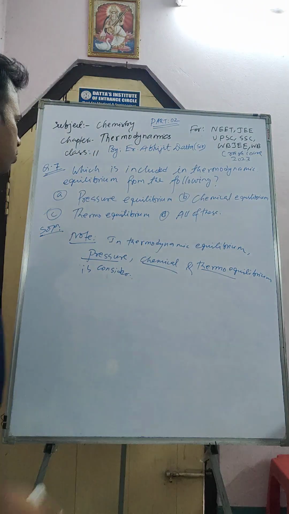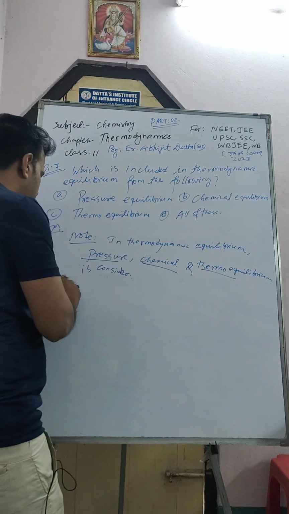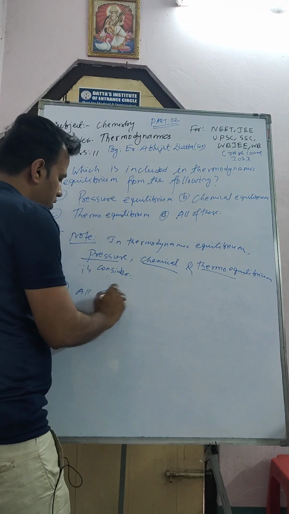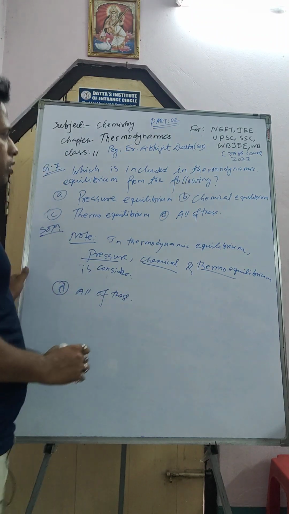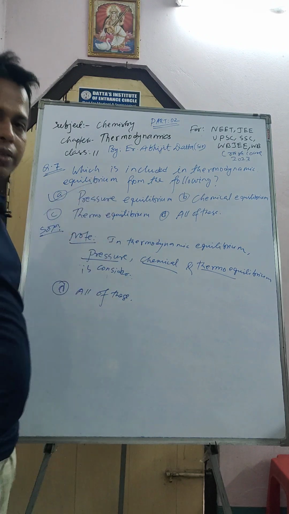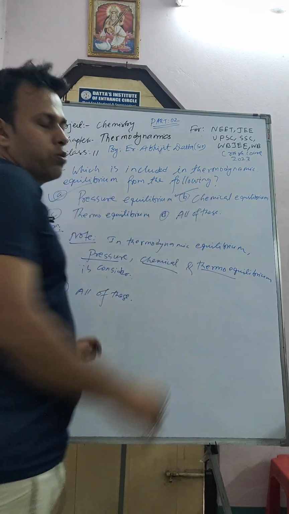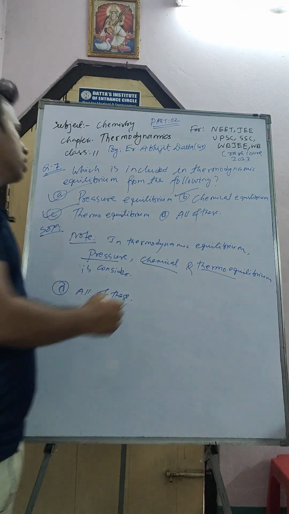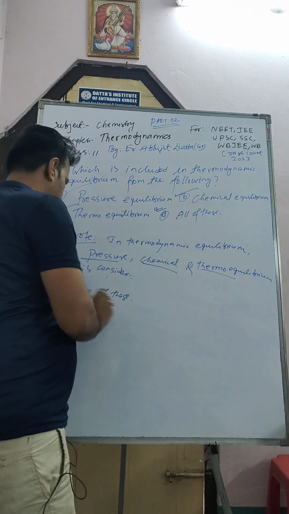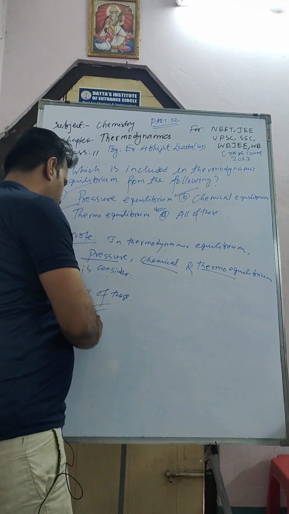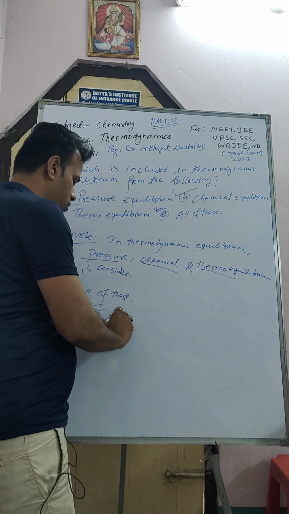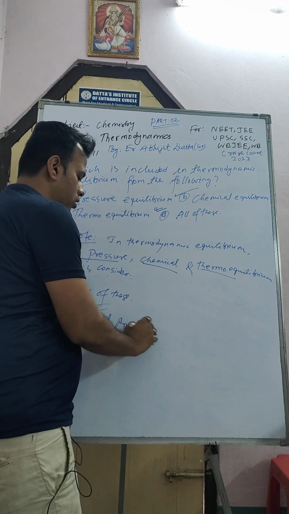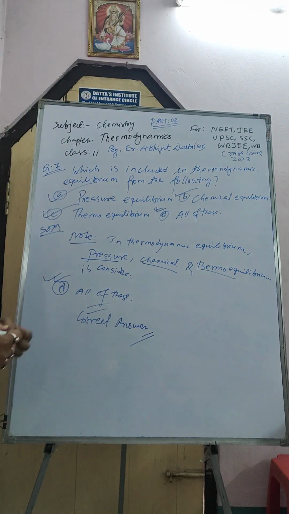Okay, so here option D is the correct answer, all of this. So in a thermodynamic equilibrium, pressure equilibrium should be happened, and chemical equilibrium should be happened, and thermo equilibrium should be happened. So option D is the correct answer. So all of this will be happened. So move on to the next question.